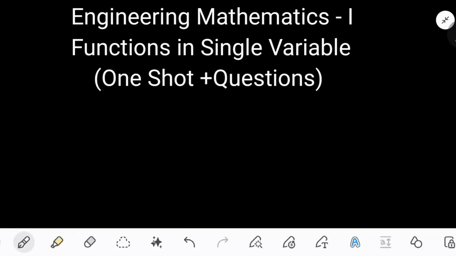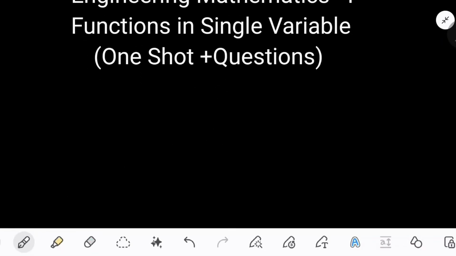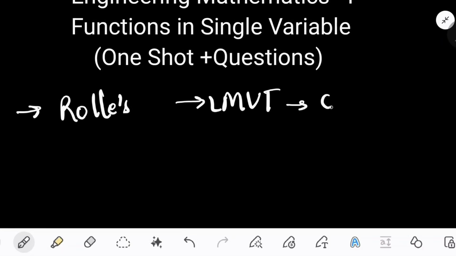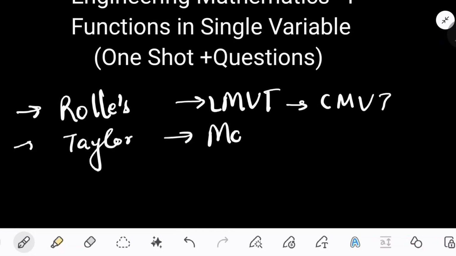So what all we cover in this lecture? Let's see. We will cover Rolle's theorem. We will cover MVT, mean value theorem, Lagrange mean value theorem. We'll cover generalized or Cauchy mean value theorem. We'll cover Taylor series in single variable, obviously, first of all, and then we will come to Maclaurin, right?